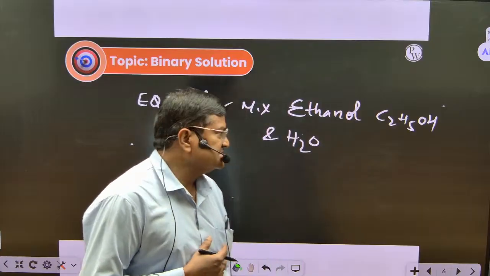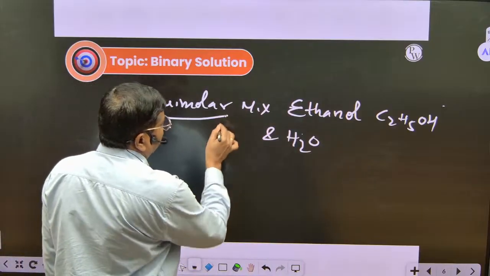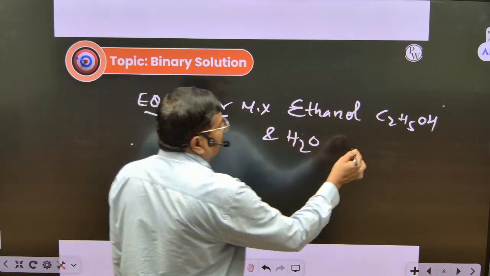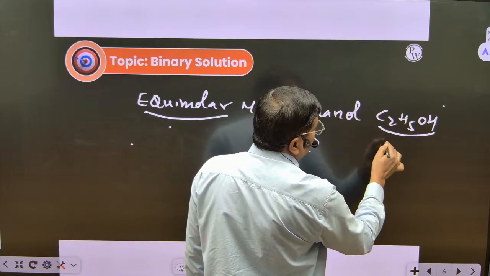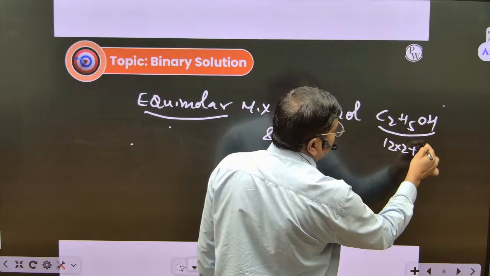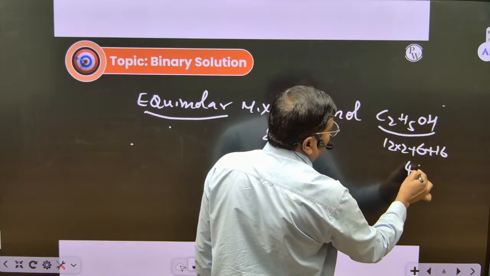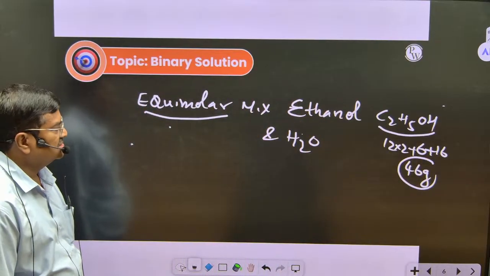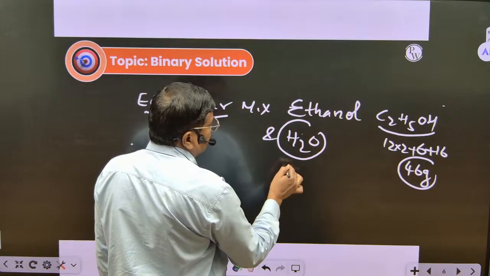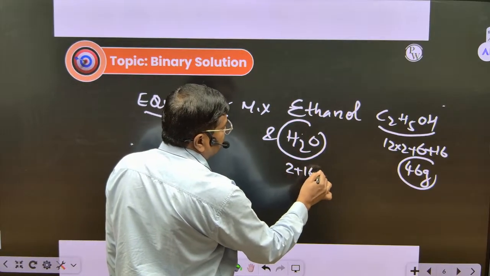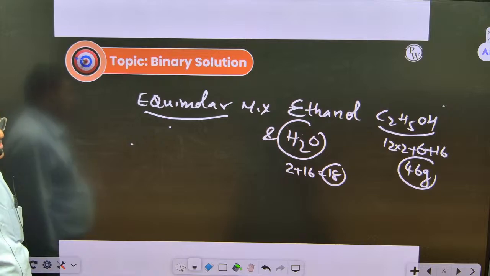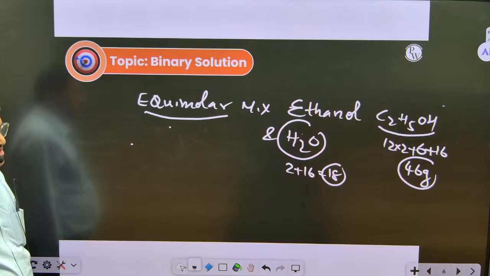What does equimolar mean? Equal moles. You are familiar with it from 11th class, no? Mole concept. What is the molar mass of ethanol? When you add the algebraic sum of atomic masses, 12 into 2 plus hydrogens there are 6 plus 16, this comes to 46 grams. Same way, what is the molar mass of water? Each hydrogen is 1, there are 2, plus 16, it comes to 18. Now among these two, which has the larger amount? The mass of ethanol is more, no? So ethyl alcohol is taken as solvent, and water is taken as solute.